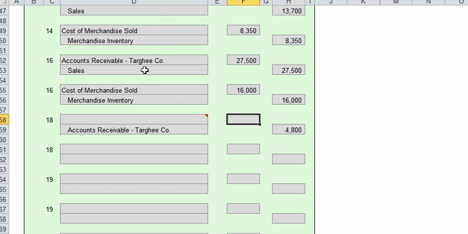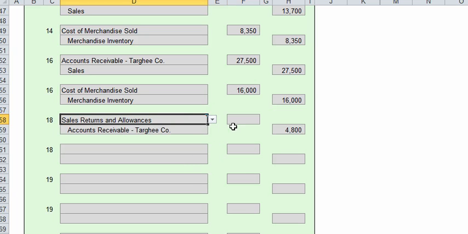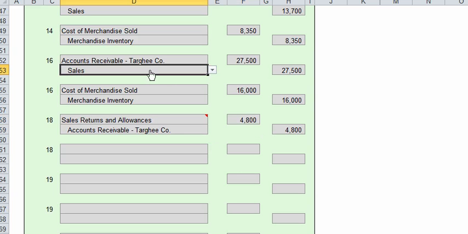Okay, but instead of debiting sales, we're going to leave sales on the books at the gross amount, and we're going to debit our new contra revenue account, sales returns and allowances, for the $4,800. That way, when we get to the income statement later in this chapter, we'll be able to show sales at the full gross amount for the year, and then returns and allowances separately.